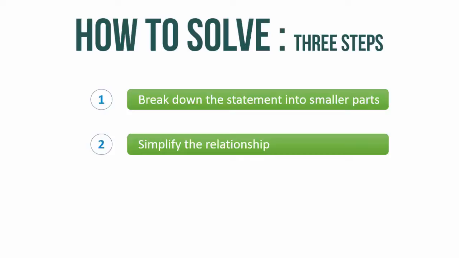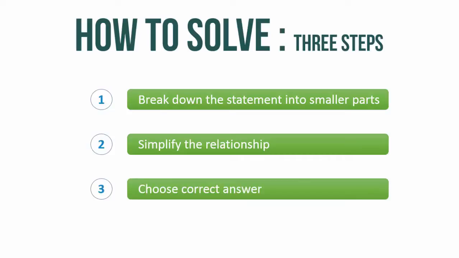Once you've broken down the statement into smaller parts, you combine all of this to come up with a simple description of the relationship. And the third step is to choose the correct answer from the options provided.